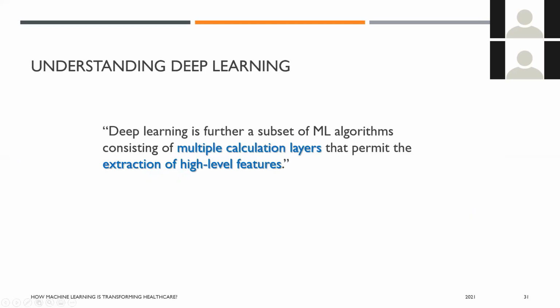To explain it further, I will dissect the definition of deep learning into two pieces: multiple calculation layers and extraction of high-level features. Extraction of high-level features is the main difference between simple machine learning and deep learning algorithms. The extraction of features is only possible if we have multiple layers and very large data sets for automated training.